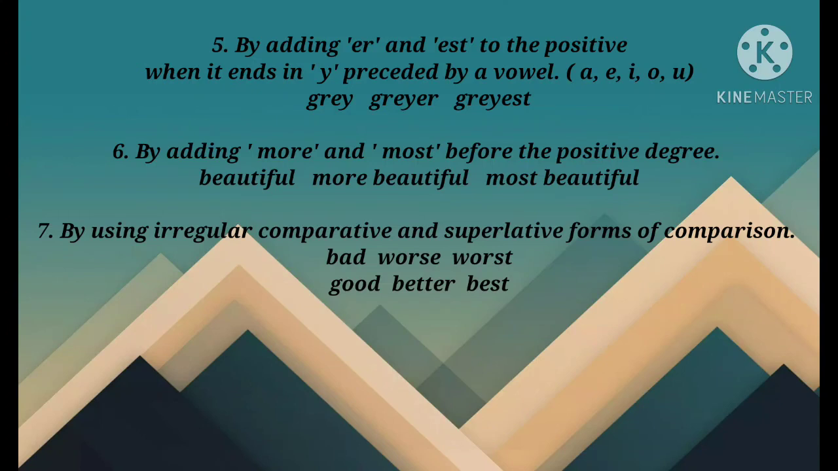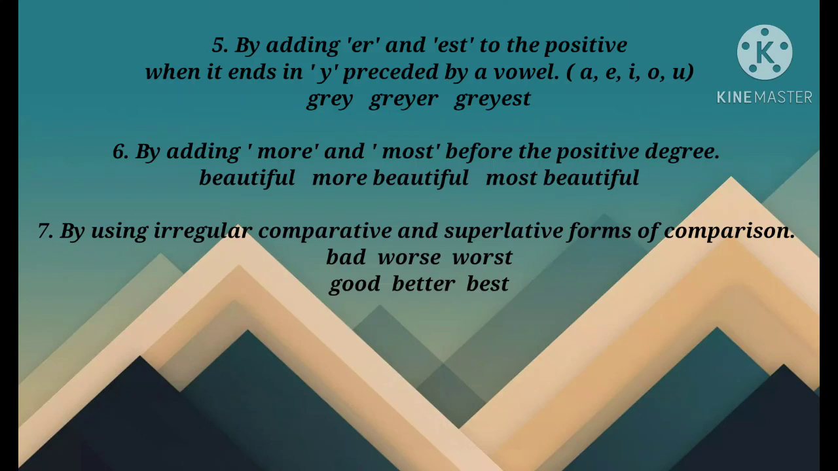By adding more and most before the positive degree. See, if we have more than 2 syllables in a word in positive degree, then we don't add ER to comparative or EST to superlative. We add a particular word, more to comparative and most to superlative. For example, beautiful. So more beautiful, most beautiful. Beautiful, more beautiful, most beautiful.